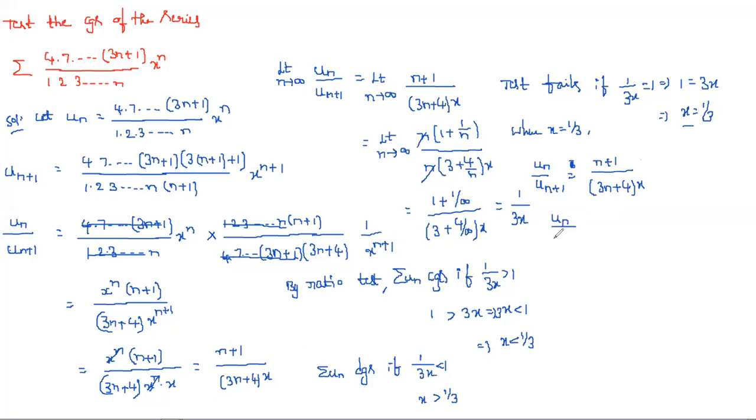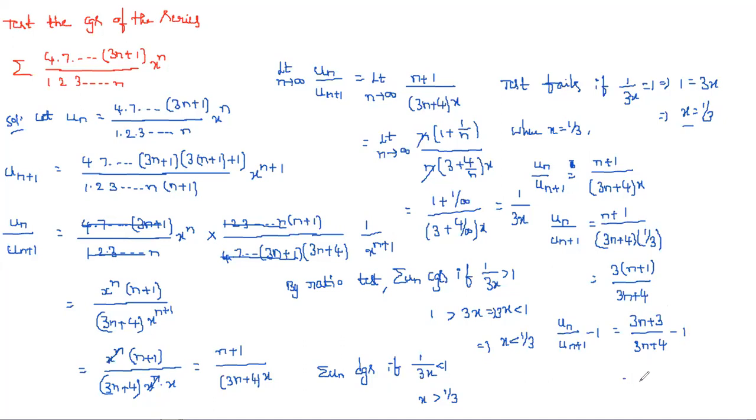Now x is equal to what? 1 by 3. So for that un by un plus 1 is equal to n plus 1 by 3n plus 4 into x, which is nothing but 1 by 3, and this 3 goes to the numerator. So 3 into n plus 1 by 3n plus 4. This is un by un plus 1. Now subtract 1: un by un plus 1 minus 1 is equal to 3 into n, that is 3n plus 3 by 3n plus 4 minus 1.